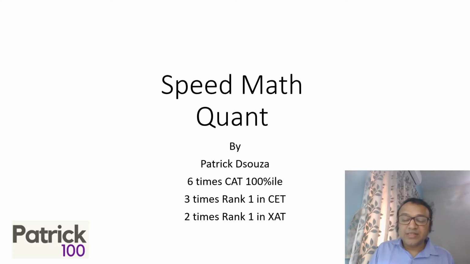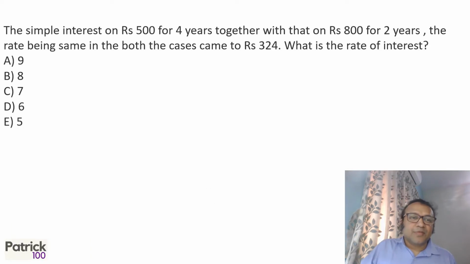So we're looking at speed, max, quant questions. Start with the first sum. The simple interest of rupees 500 for 4 years together with that of rupees 800 for 2 years, the rate being the same in both the cases, came to rupees 324. What is the rate of interest?